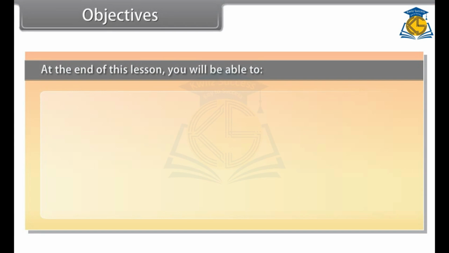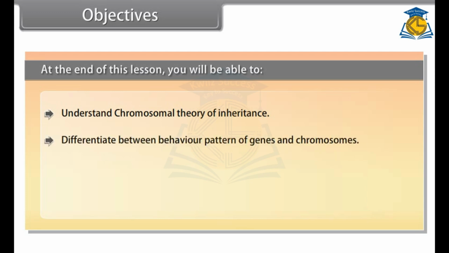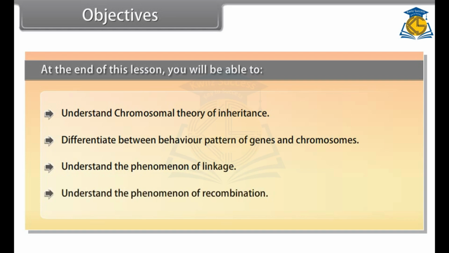Objectives. At the end of this lesson, you will be able to understand the chromosomal theory of inheritance, differentiate between the behavior pattern of genes and chromosomes, understand the phenomenon of linkage, understand the phenomenon of recombination, and understand the reasons for non-recognition of Mendel's work by 1900.